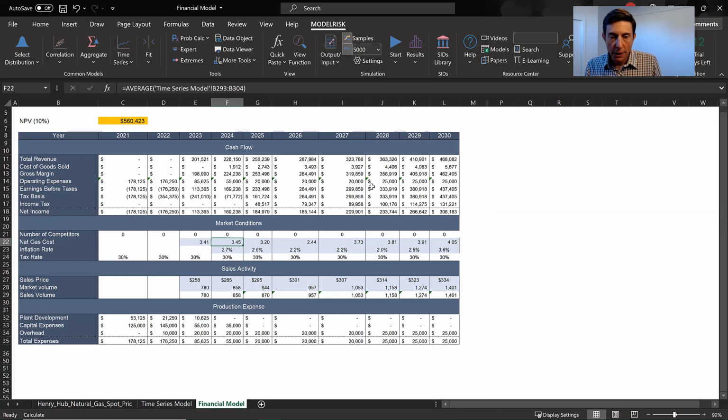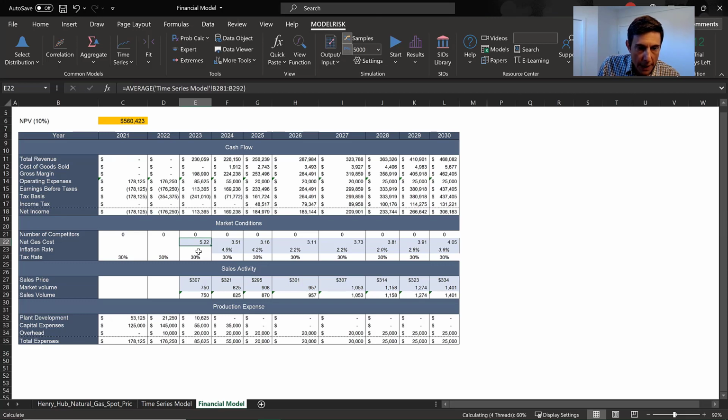So for each year, natural gas price is a stochastic process. It's a random variable, and that random variable is the average for 12 months. So for 2023, it is taking the average of the 12 months, and is producing that as an input in my model.